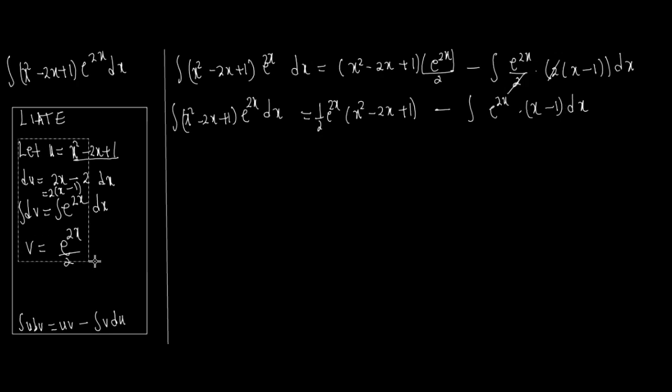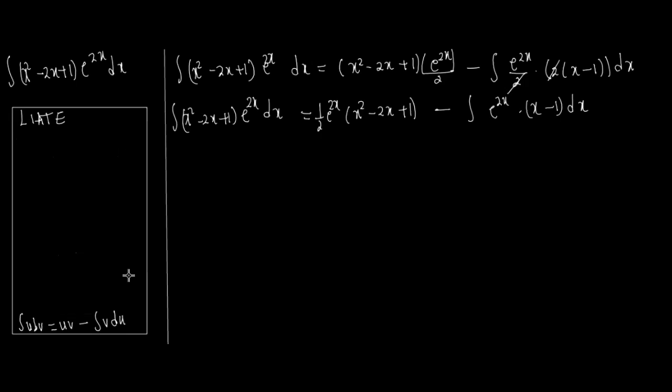So the procedure is still the same. Between these two terms, which one should be u? So x minus 1 is the algebra, the one that comes first in the word LIATE. So we're going to say let u equal x minus 1, and du will be equal to dx, because the derivative of x is just 1.